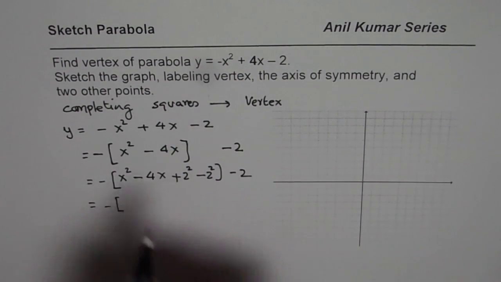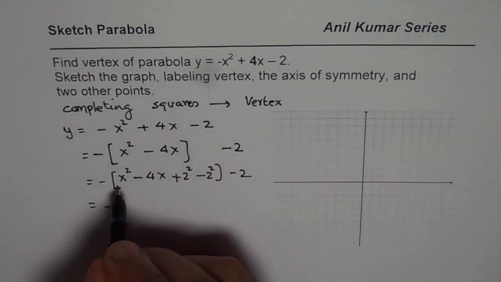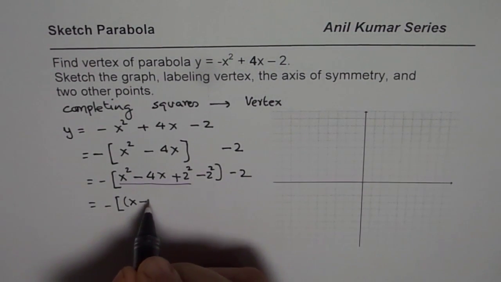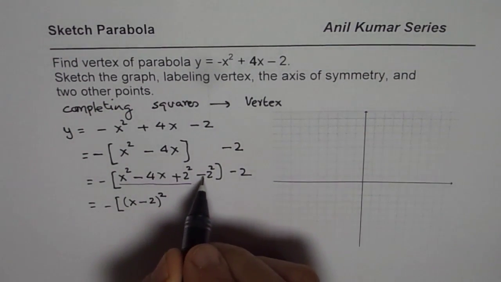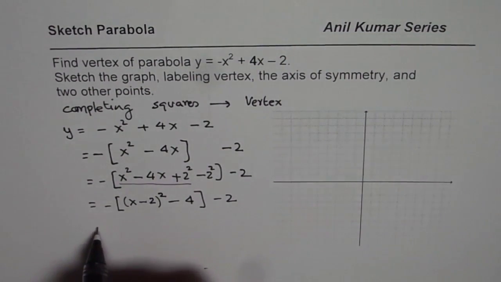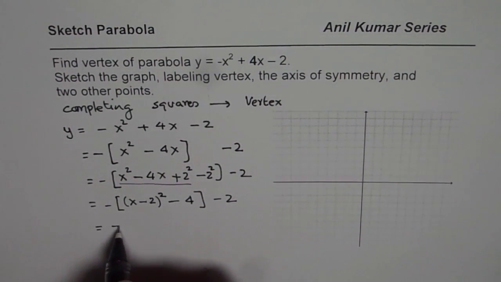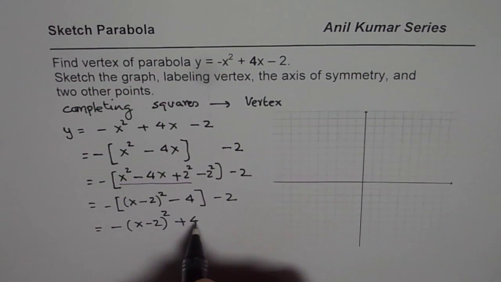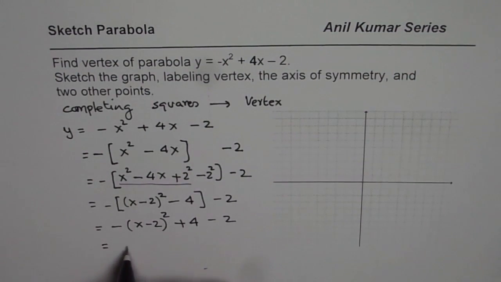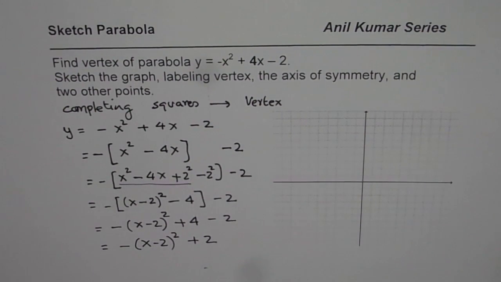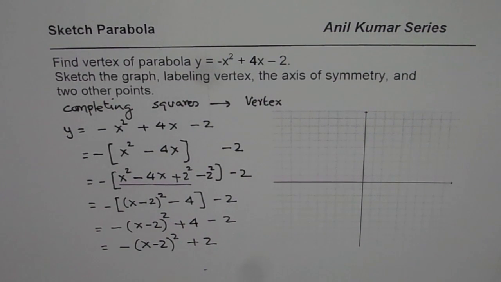Now with that, the first 3 terms form a perfect square, which could be written as x minus 2 whole squared, right? And then we can write minus 2 squared as minus 4, correct? Minus 2. Now it is time to open this square bracket. So we get minus (x minus 2) whole squared, minus minus becomes plus 4 minus 2. That could be written as minus (x minus 2) whole squared plus 2, correct? So that is how we can get the vertex form of the parabolic equation.